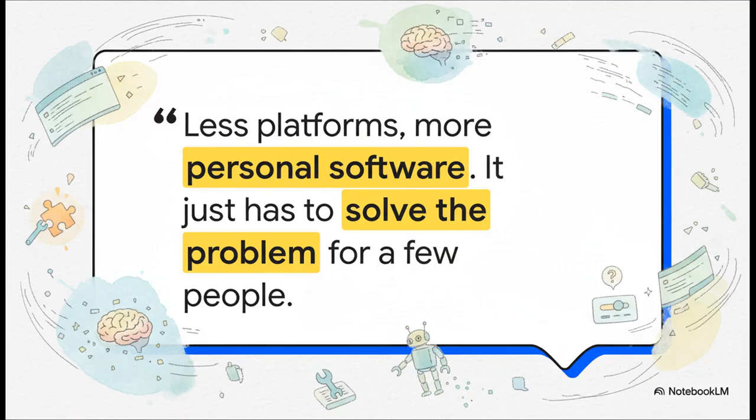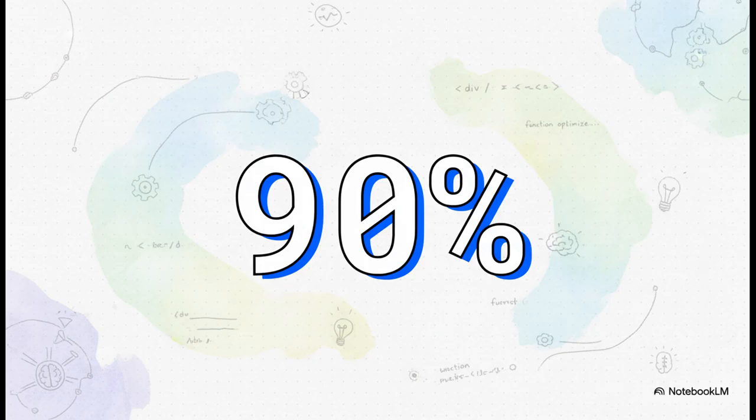And that quote right there, that's the whole point. We're talking less about giant platforms and more about personal software, stuff that doesn't have to be perfect or scalable. It just has to solve your problem, or maybe a problem for you and a couple of friends. I mean, just think about that for a second. What if, say, 90% of all those tiny, annoying little software problems you deal with every single day could just disappear? Solved with code you never even have to look at again. That's the real promise here.